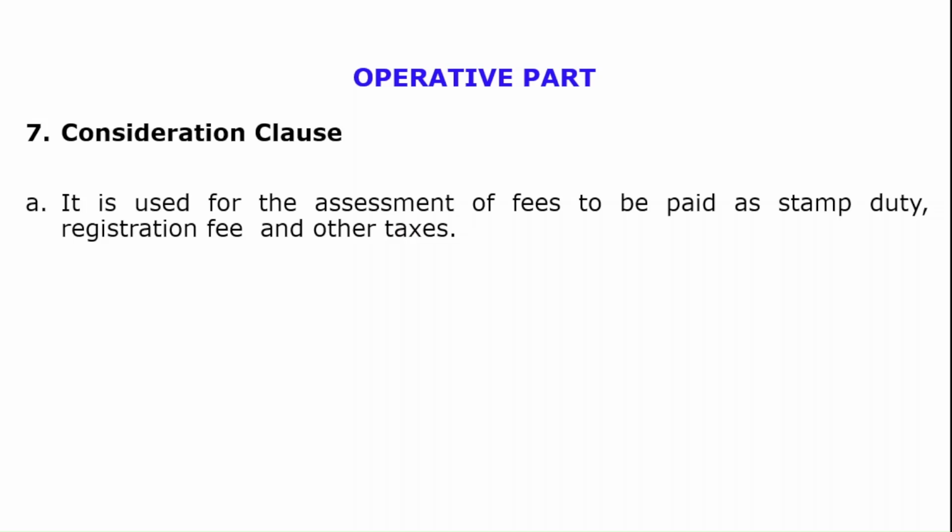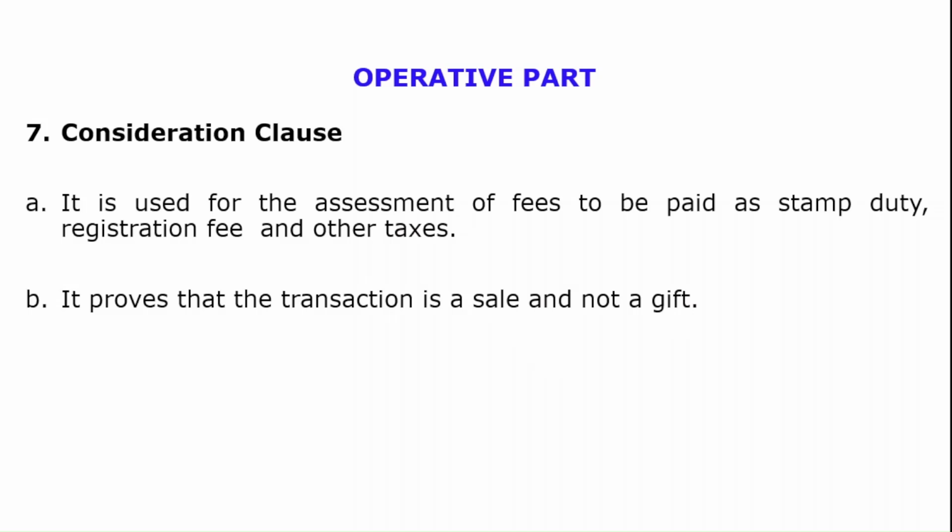Now, the second function of a consideration clause in the deed of assignment is that it proves that the transaction is a sale and not a gift. In the main tutorial video, when we discussed the various modes of acquisition of land, one of the ways a person in Nigeria can acquire land is via gift inter vivos. Gift inter vivos, as the name implies, is a gift between two living persons. So when it is a gift inter vivos, the donee of that particular gift is not paying anything. It's just free of charge.